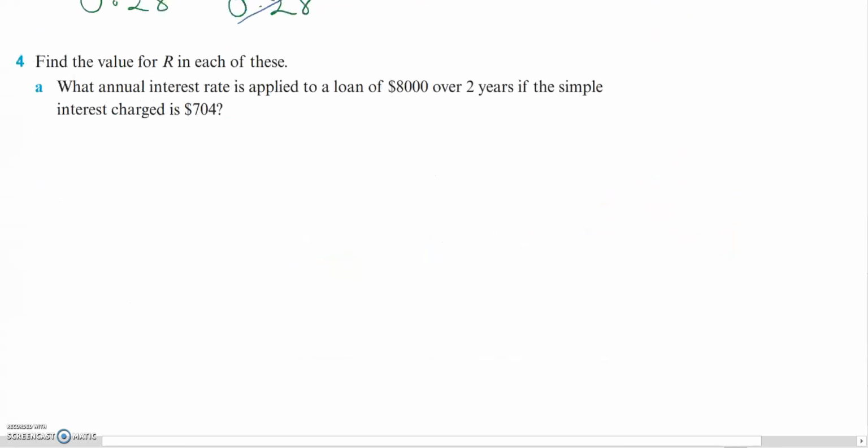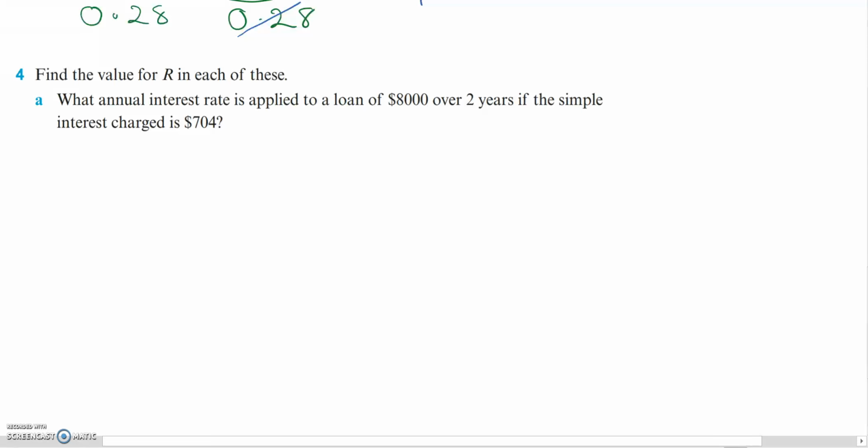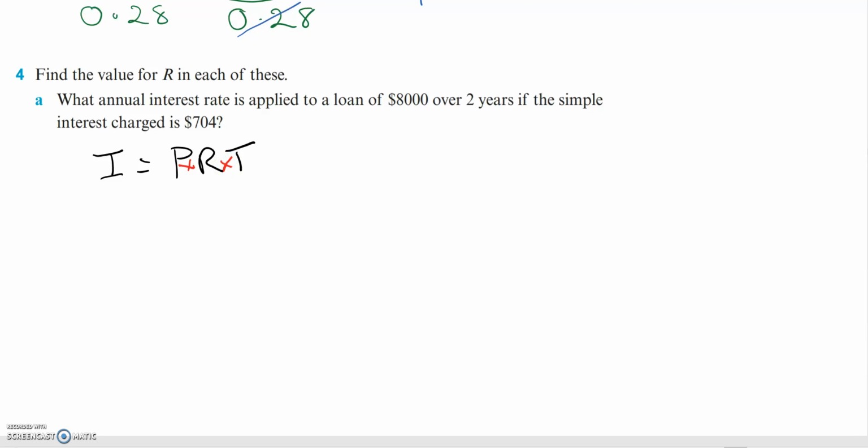Last one. Looking for R. Finding R is the same process, but there's one extra step at the end of it. So, like we've done all along, we need to write out our formula, I equals P R T, remembering that there is times as times. And we need to then look through and highlight the important parts. We're looking for R. What annual interest rate is applied to a loan of $8,000 over 2 years if the simple interest charged was $704? So that's the amount of interest that we owe.